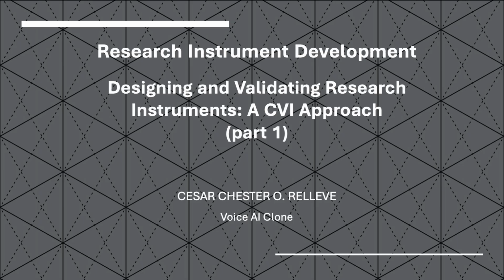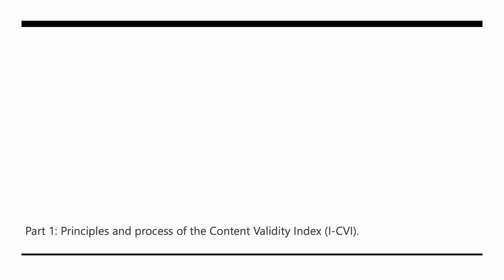We'll be focusing on designing and validating research instruments using the Content Validity Index (CVI) approach, a systematic method for ensuring your measurement tools accurately assess what they're designed to measure. Whether you're developing surveys, assessments, or clinical tools, this session will equip you with practical techniques to strengthen your instrument's validity. Let's begin.